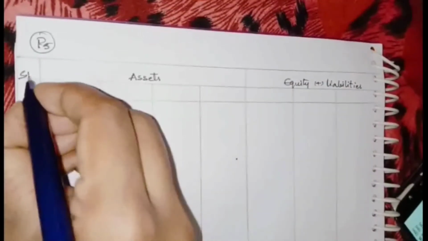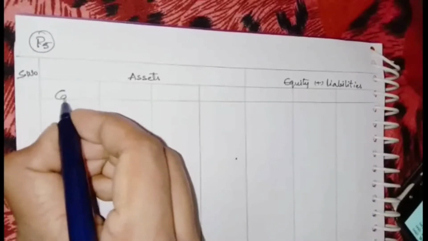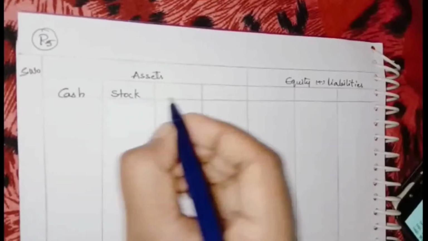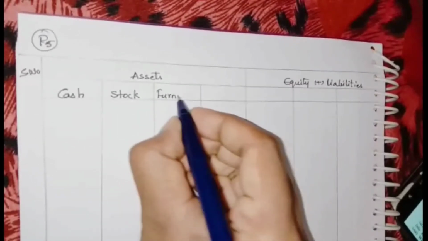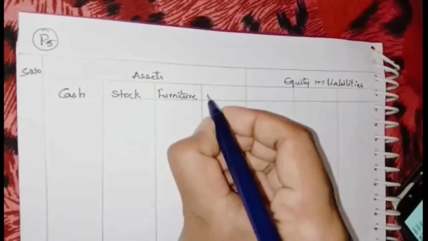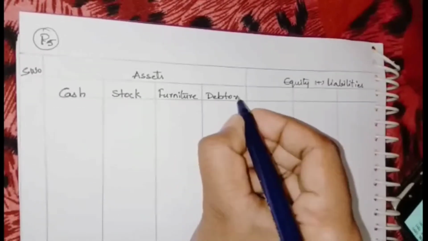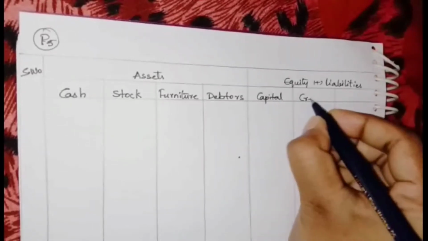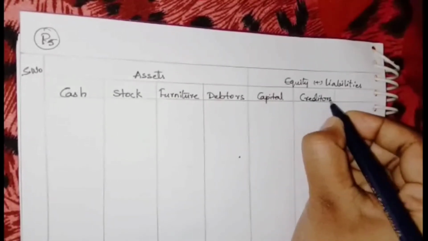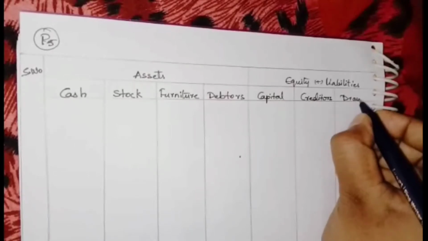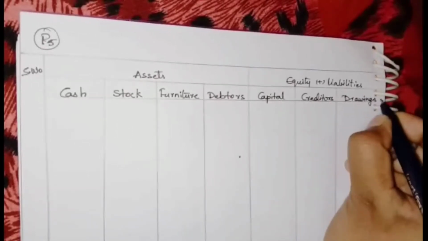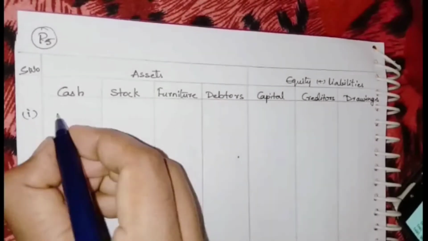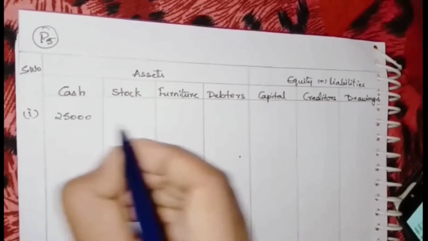Next we start with problem 5, that is, show the accounting equation on the basis of the following transactions. On the face of the question we can mark the heads which we need to prepare, that is cash, stock, furniture, debtors, creditors. These are the common heads which we prepare in every question, so it's very easy. I am also taking a drawings column to give a clear explanation.